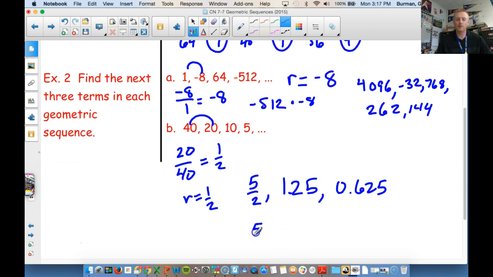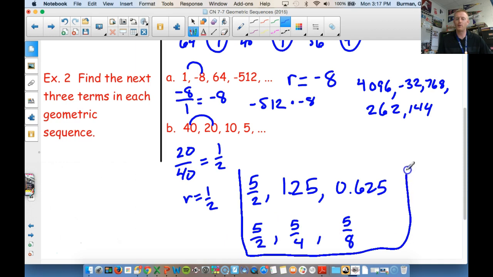So we could have kept this as 5 over 2, and then 5 over 4, and then 5 over 8, and that would have been the exact same numbers here. So either one of these would have been a-okay, as long as we understand that we have to figure out what r equals, and then follow that pattern or apply that common ratio to the next three numbers.